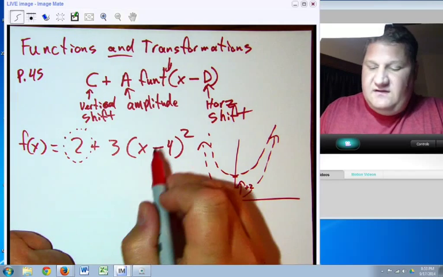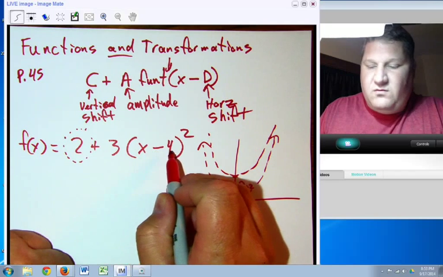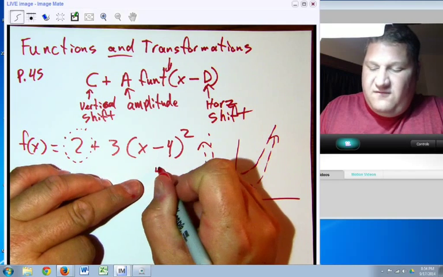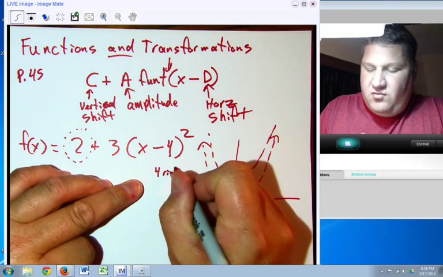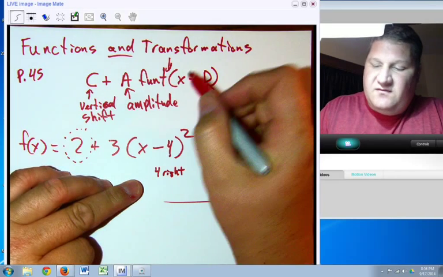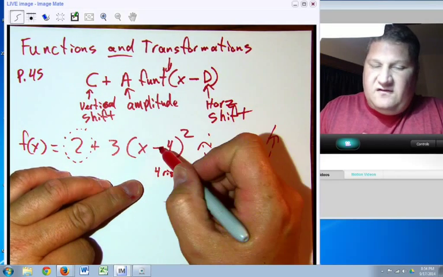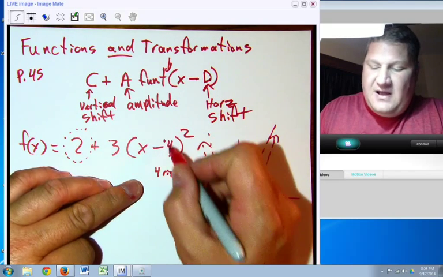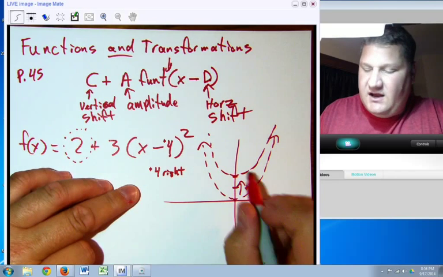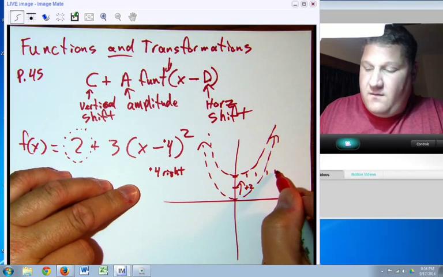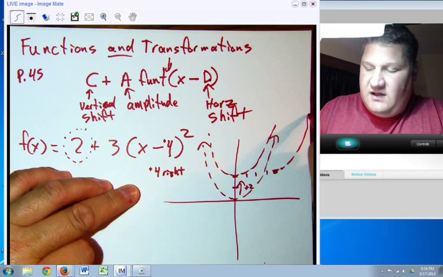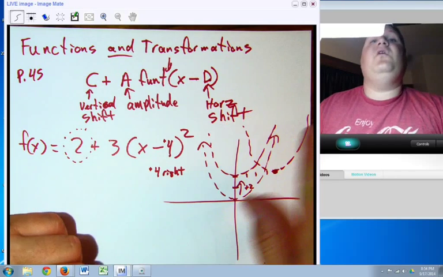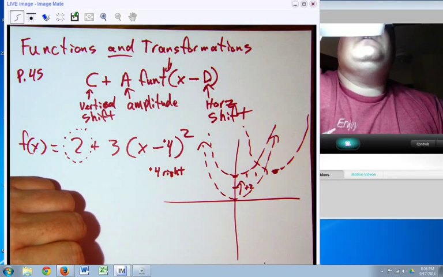Now, in this case, we have x minus 4. Well, that's the horizontal shift. What you need to understand is that this 4 would be 4 to the right. The reason it's 4 to the right is because x is built into the equation. Minus is built into the equation. So what got put in for the d? Positive 4. So we're going 4 to the right. 1, 2, 3, 4. So now we have this parabola. It's been moved up, it's been moved over, and we're ready to do something else with it.